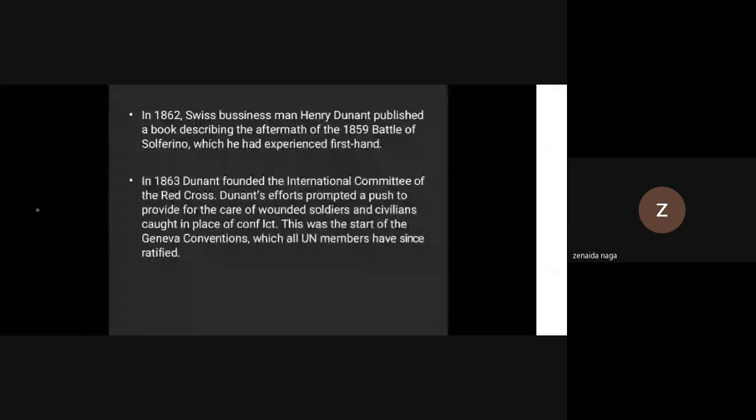In 1863, Dunant founded the International Committee of the Red Cross. Dunant's effort prompted a push to provide for the care of wounded soldiers and civilians caught in places of conflict. This was the start of the Geneva Convention, which all UN members have since ratified.